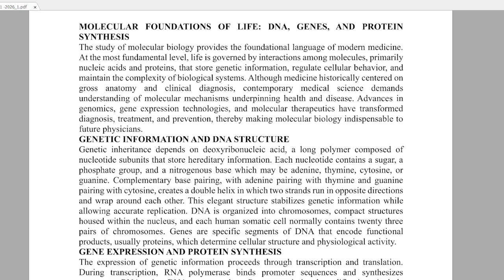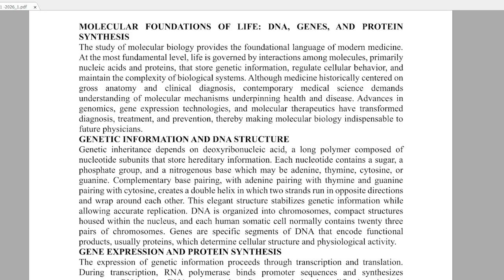At the most fundamental level, life is governed by interactions among molecules, primarily nucleic acids and proteins, that store genetic information, regulate cellular behavior, and maintain the complexity of biological systems. Although medicine historically centered on gross anatomy and clinical diagnosis, contemporary medical science demands understanding of molecular mechanisms underpinning health and disease. Advances in genomics, gene expression technologies, and molecular therapeutics have transformed diagnosis, treatment, and prevention, thereby making molecular biology indispensable to future physicians.